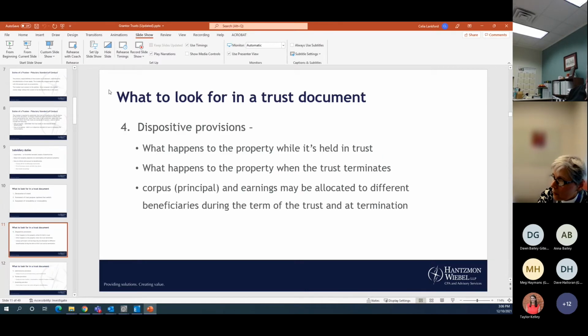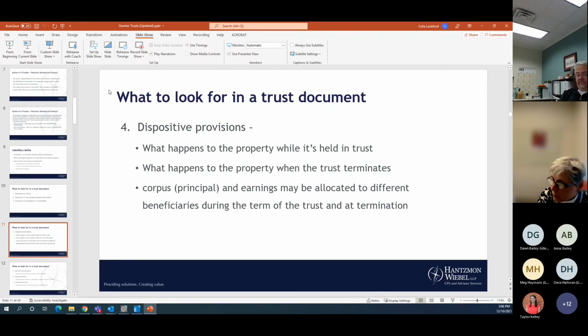The next slide is one thing you always need to be able to look for and learn how to read: what happens to the property while it's in the trust. Where does the income go? Where is the principal going to go? Who's going to get it? And finally, what happens to the property when you plan for the trust to terminate? Who's going to get the income? Who's going to get the principal?